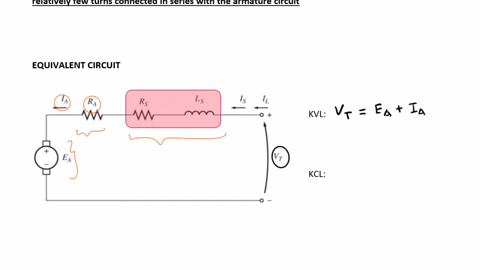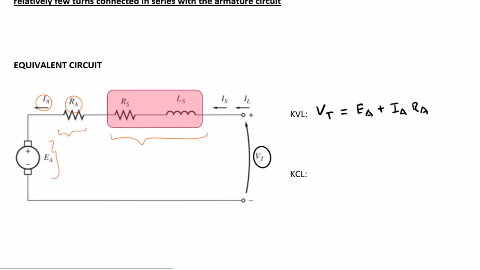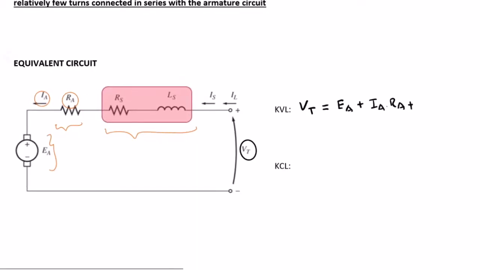Ia into Ra, plus the voltage drop across the series resistance, which is Ia times Rs. We could have written it as Is into Rs. Yeah, this is Is.